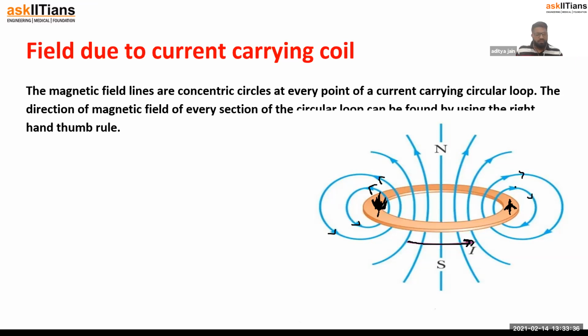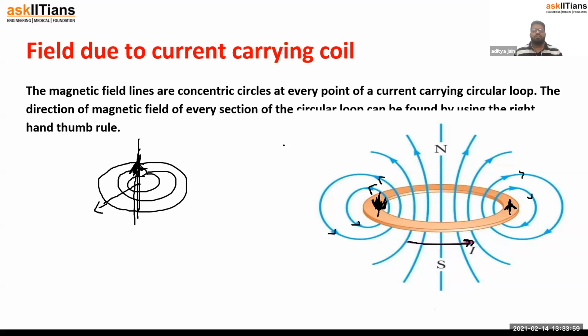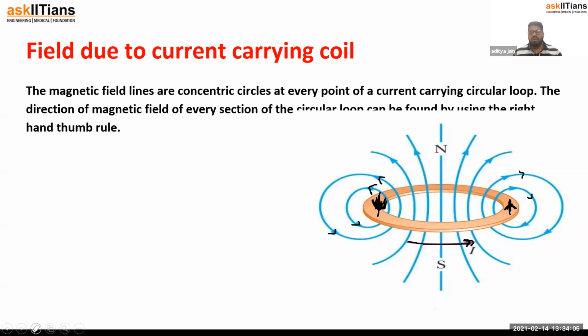So if I define magnetic field due to current carrying coils, the magnetic field due to current carrying coils are concentric circles. And for everything they are concentric circles, because when we were observing the straight conductor, they were also concentric circles. Yes, the thing is that the intensity of magnetic field decreases as we move away from the conductor, and the intensity of magnetic field increases as the current in the conductor increases. That we have seen from the Oersted experiment itself. But the thing is that the magnetic field lines are concentric circles.